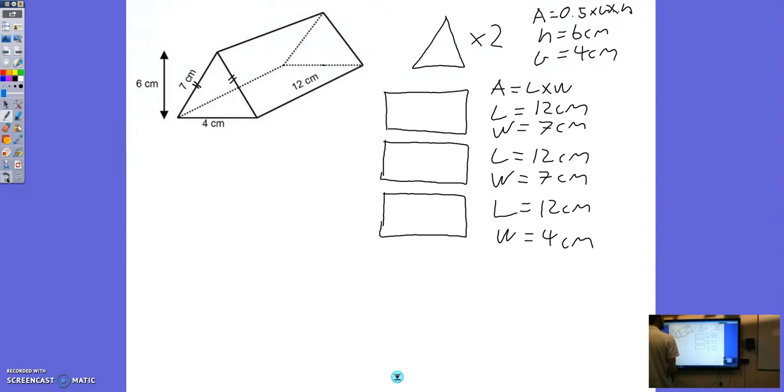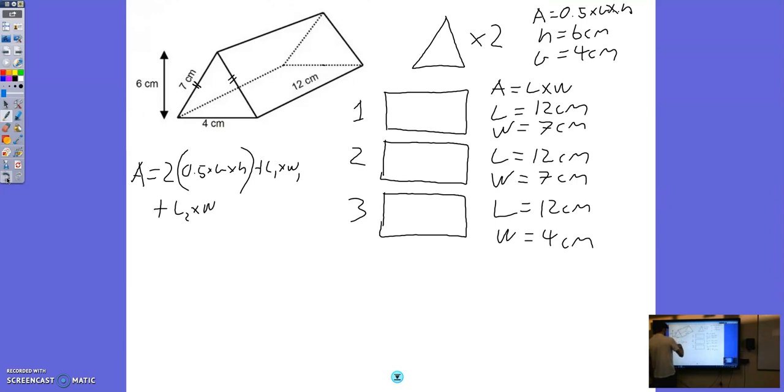Now, finding the total surface area is simply a matter of solving for the area of each of these shapes and adding it all together. So I'm going to set up a single formula. Area equals, if I call this shape 1, shape 2, shape 3, it's going to be 2 lots of my triangle, so 2 lots of 0.5 times base times height, plus length 1 times width 1, plus length 2 times width 2, plus length 3 times width 3.